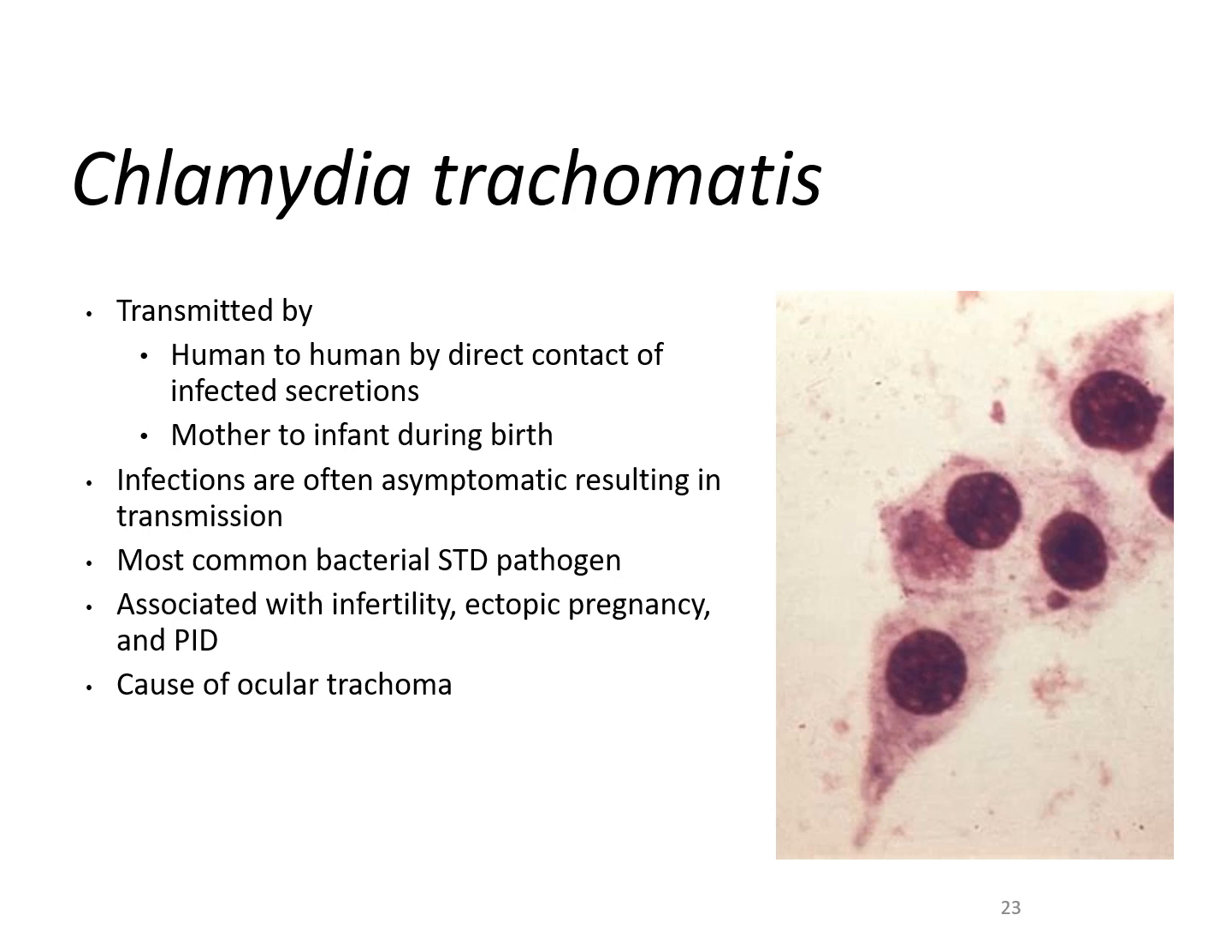Chlamydia trachomatis is transmitted by human-to-human direct contact with any sort of infected secretions, and it can also be passed from the mother to the infant during birth. Infections are often asymptomatic, resulting in transmission, so if the patient doesn't know that they have this infection, then obviously they could transmit it without knowing. This is the most common bacterial STD pathogen. It is associated with infertility, ectopic pregnancy, as well as pelvic inflammatory disease, and it can also cause ocular trachoma.